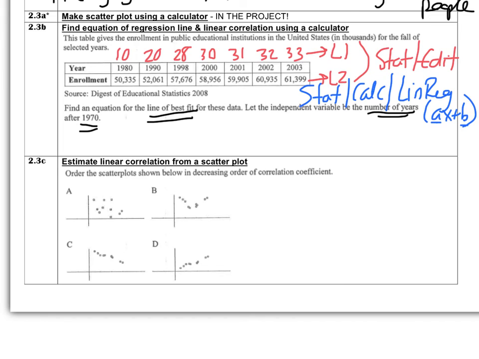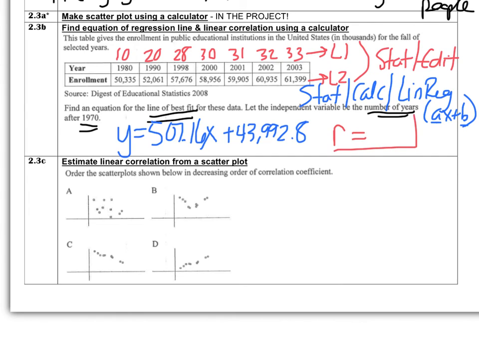The a value for that, what you're going to write, is 507.16x, and then plus 43,992.8 is the equation for the line of best fit. Now in this particular example, we are not asked to find the r or the correlation, but remember, the correlation is the r value that comes back on the calculator also.